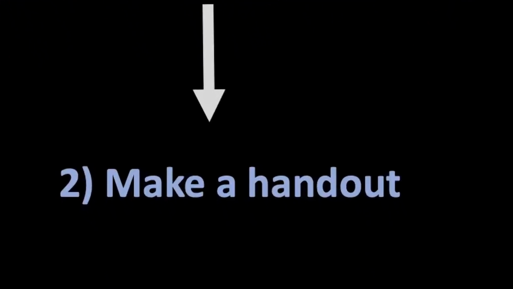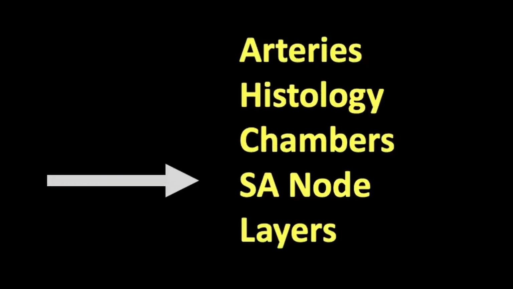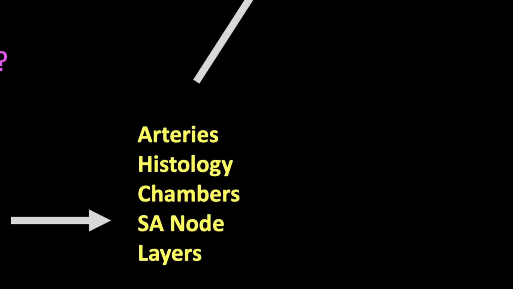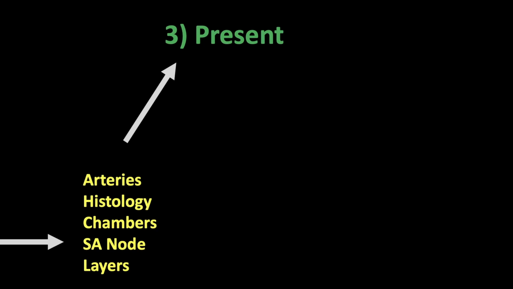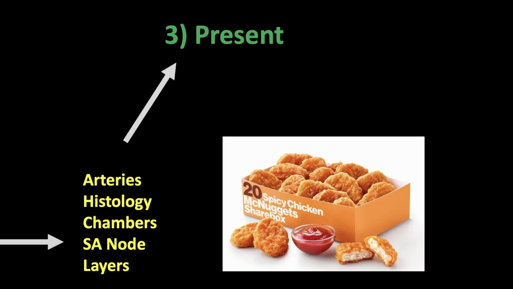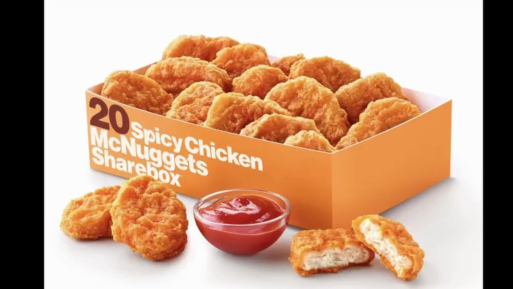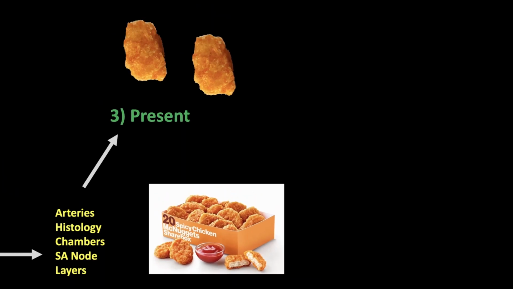Step two is to make a handout. This handout is going to be a collection of all the info you found through research. So in this case, you'd find info like things about arteries, histology, the chambers, the SA node, the layers of the heart, all this really good stuff. And then step three is going to be to present this information to your group mates. But this is very different from just reading off of your handout. That's not presenting. The way I like to conceptualize this is a handout is a 20-piece chicken nugget box. It's this collection of all these nuggets of information. But when it's time to present, you're going to pull out the most important nuggets from that box and share those with your group mates.